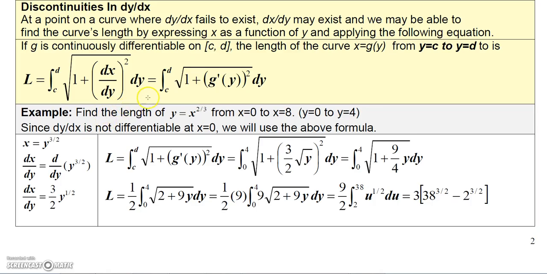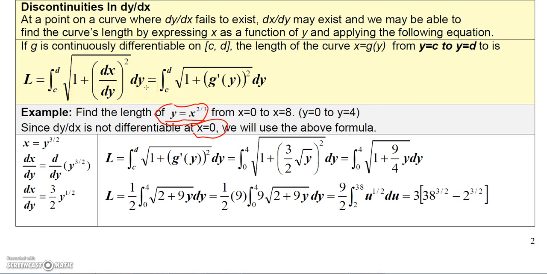Okay, I'm going to just show you this real quick, and then I'm going to finish this in another video. Let's say you want to find the length of y equals x to the 2/3 from x equals 0 to x equals 8. That would be from y equals 0 to y equals 4, by the way. Okay, so it turns out that the derivative of y with respect to x is not differentiable at x equals 0.